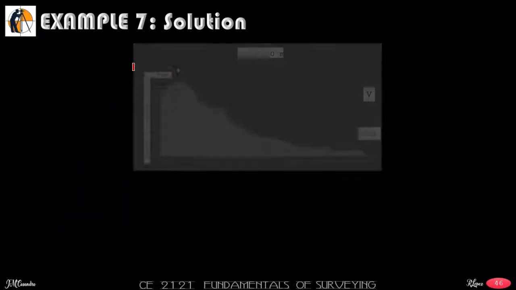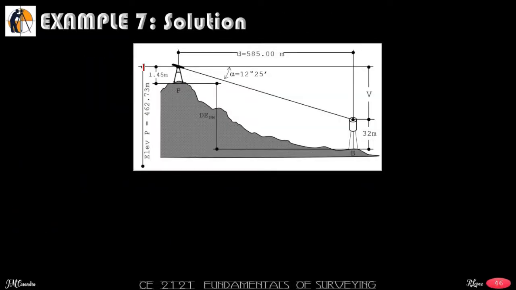So to solve this problem, let's have a simple diagram. So we have the elevation of our point P is 462.73. So the elevation is this one till this point. So we have the height of our tank is 32 meters. Distance is 585 between the instrument and point B.